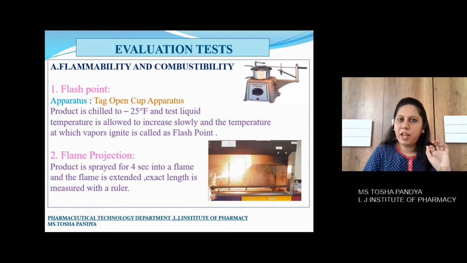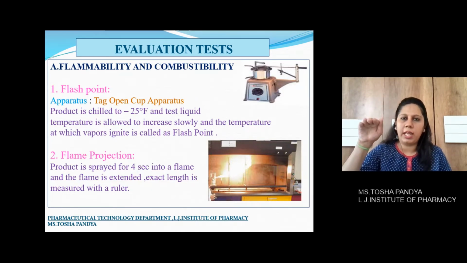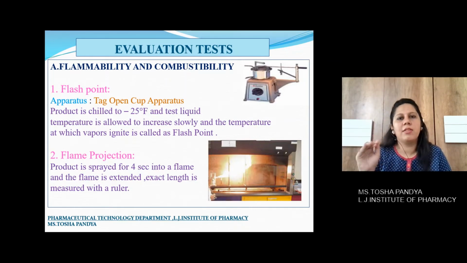So what is done in the flash point test? The apparatus which is used for this test is known as the tag open cup apparatus. You can see the apparatus here. The product here is chilled to minus 25 degrees Fahrenheit, and the test liquid temperature is allowed to increase slowly, and the temperature at which the vapors ignite is known as the flash point.